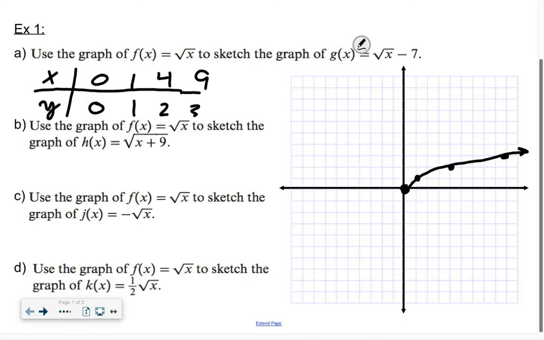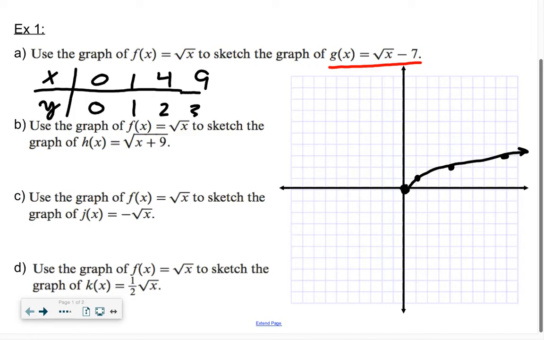So what we're going to do today is take this parent function and apply the transformations to it and then come up with our new graph. We're going to begin by looking at this g of x, which is equal to the square root of x minus 7. What do you suppose the minus 7 is going to do to this thing? It's going to move it. Up or down, do you think? Down. How many units? We're going to move it down 7 units because, again, the minus 7 occurs outside.